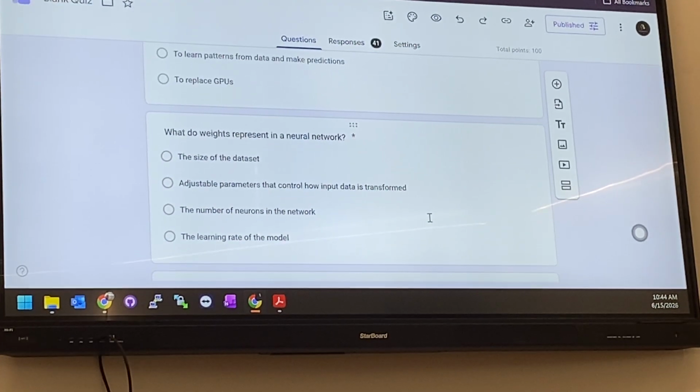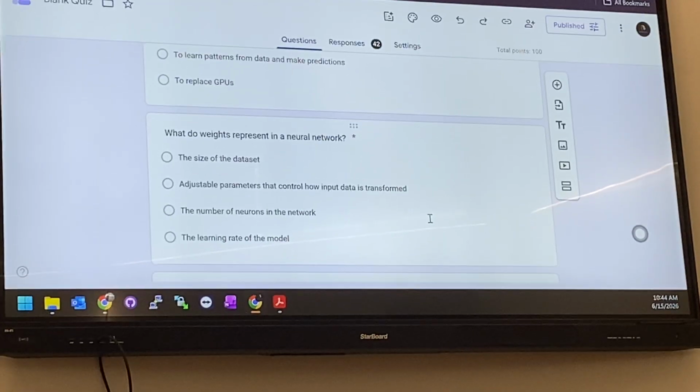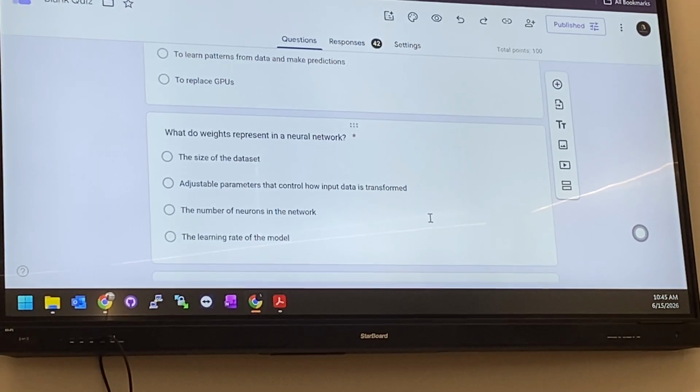What do weights represent in a neural network? Second one. Right? Adjustable parameters that control how input data is transformed. Right? So we start with initial features about the data, we feed it in, then parameters W1 through Wn transform the input data, they take you to the second layer, they transform the features to other types of features, then you go to the next layer until you make predictions. Okay?